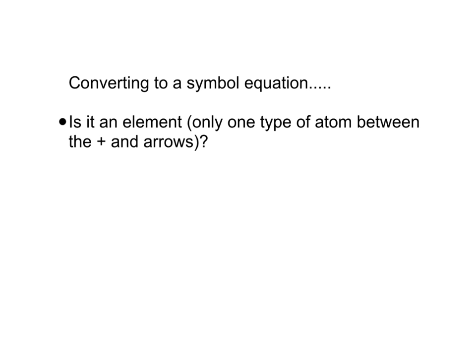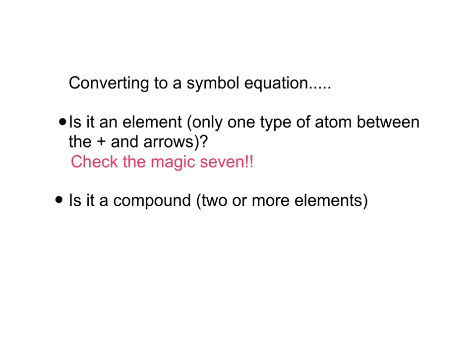Whenever we're converting into a symbol equation, we have to ask ourselves two questions. The first question is what we're trying to convert as an element? Is it only one type of atom between the plus and the arrows? If it is, check the magic 7. That will tell you if it's diatomic or if it's just monatomic, i.e. it's just one atom. The other question we have to ask ourselves is, well, if it's not an element, is it a compound? If it's two or more elements bonded together. If it's a compound, then we have to cross our valencies. So let's put this into practice.